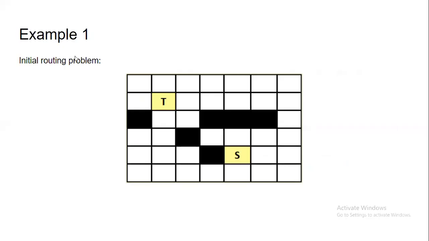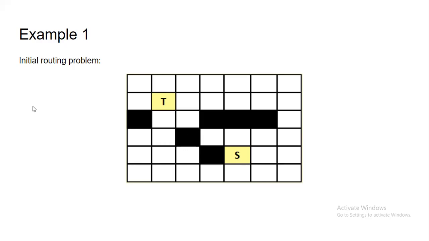Okay, so let's revisit the example. This type of figure will be given in your problem. A source, a target. You have to connect this source to this target, and those black cells are actually blocks or obstacles. You can't go through these obstacles.